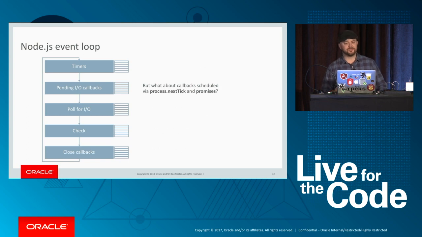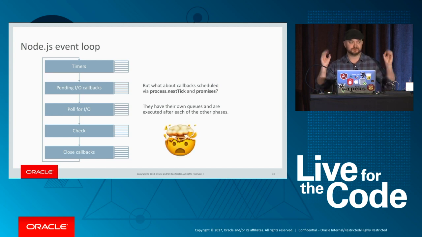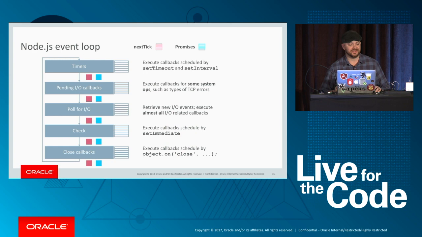But what about process.nextTick, which is a function we can use as well, or promises, which allow us to basically resolve things in the future? Well, they happen to have their own queues, and they're executed after each of the phases you're currently looking at. So it kind of looks like this at the end of the day. You just have one queue for your nextTick stuff, one queue for your promises, and so it goes through this queue, into this one, goes through this queue, into this one, and so on and so forth. This is basically how Node works.